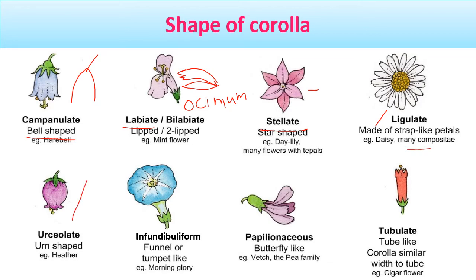This type is urceolate, that is urn-shaped. Then this is infundibuliform. You can see that it has a funnel-shaped structure. This can be seen in Datura. This is papilionaceous, which we saw in the previous slide, and this is a tubular structure, tube-like, that is seen inside the central flowers of Asteraceae, where you can see the tubular shape.